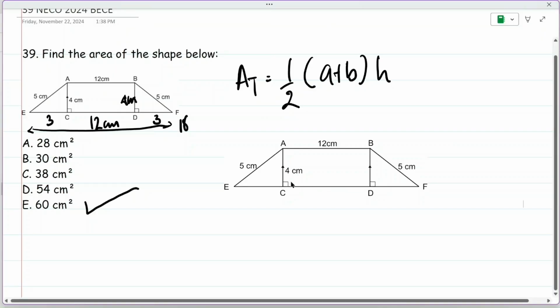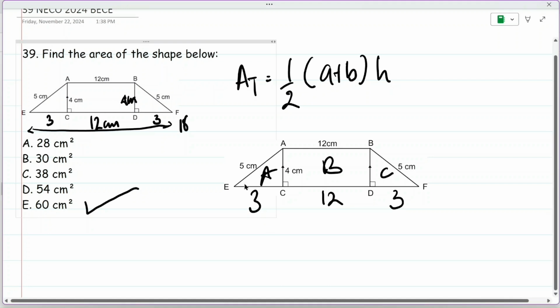Apart from using the formula for the area of a trapezium, we can also solve for the area of this trapezium in bits. We can take this as A, this as B, and this as C. That's the area of triangle A plus rectangle B plus triangle C. Add it together, you still get the same answer. And noting that this is 3, and this is 3, and this is 12.